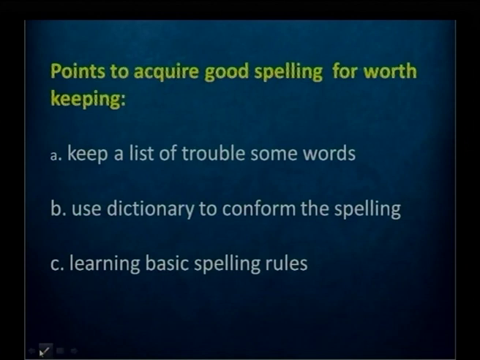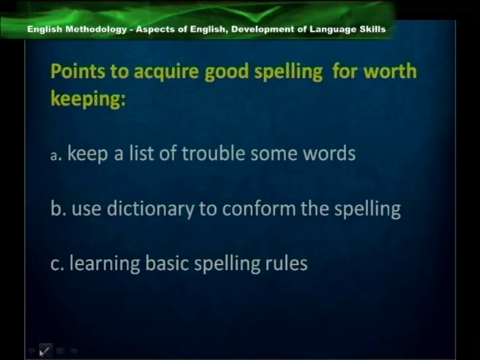So, we have to keep some points in mind to acquire good spelling. Keep a list of troublesome words, so that it does not cause any complexity for the reader. If we want to introduce such words, we have to keep the alternative words in mind. And all the time while writing the book, we have to refer to the dictionary as well as the thesaurus, which gives simple words and complete synonyms which are acceptable to the reader based on their standards.